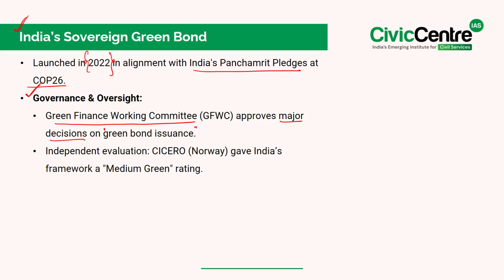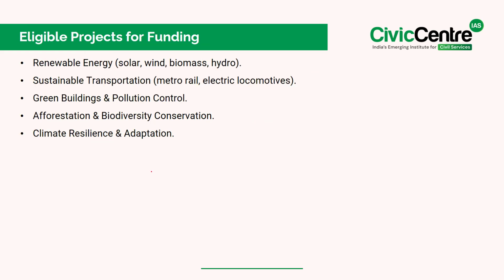And additionally, India's green bond framework was independently evaluated by Cicerio, which is a Norway-based company, and received a medium green rating. Further, the eligible projects include renewable energy like the solar, wind, biomass, hydro, and also the sustainable transportation like metro rail, electric locomotives, and green buildings, pollution control, afforestation, biodiversity conservation, and also the climate resilience initiatives.